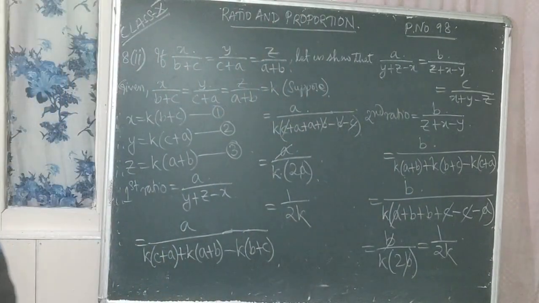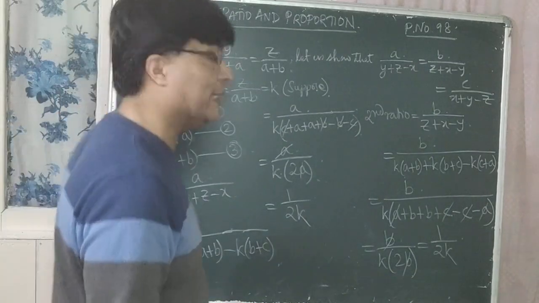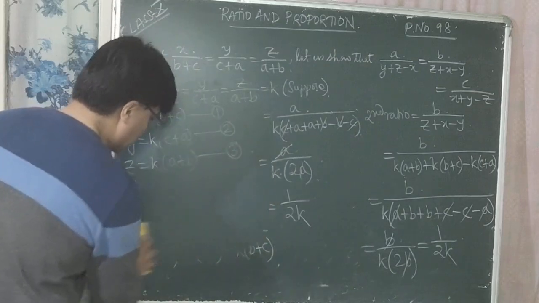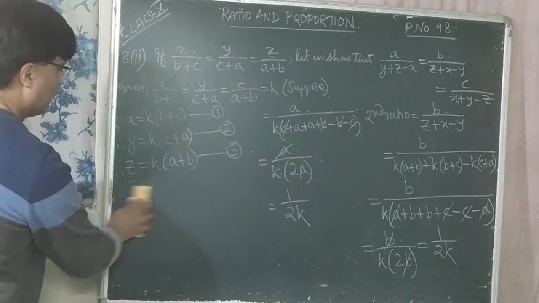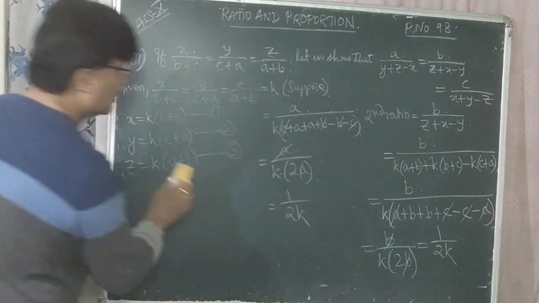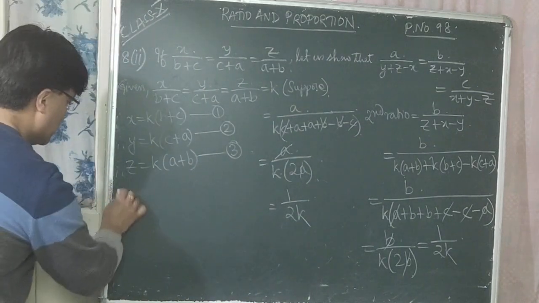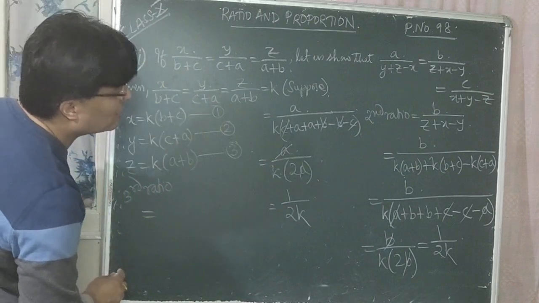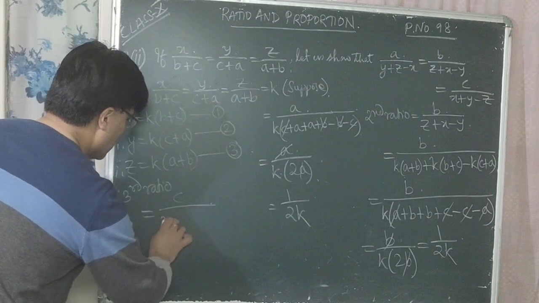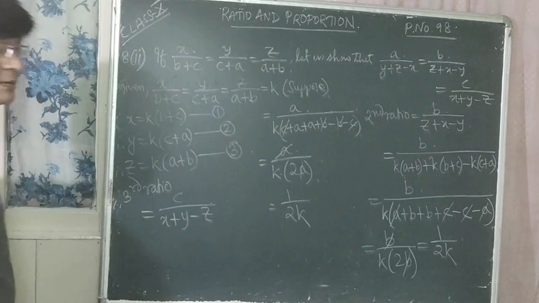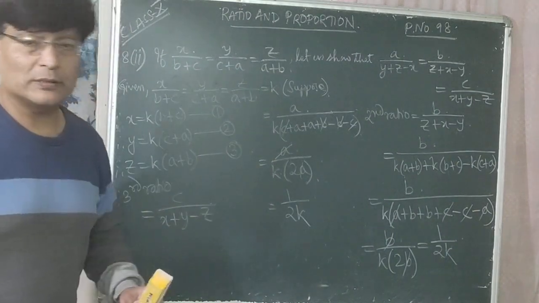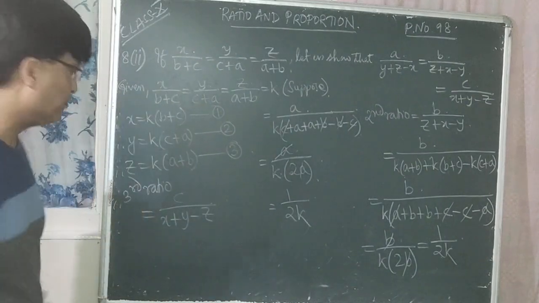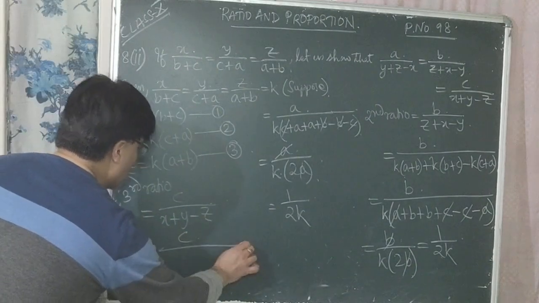And now we have to prove that third ratio is also 1 upon 2k. Okay? So let us write down the third ratio now. Let us get the value of the third ratio here. So therefore, what is the third ratio now? So third ratio is equal to, what is it? Third ratio, c upon x plus y minus z. Okay? So here also in the numerator there is c. So c remains same.